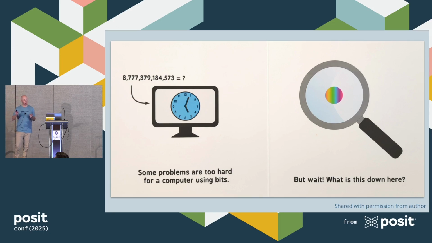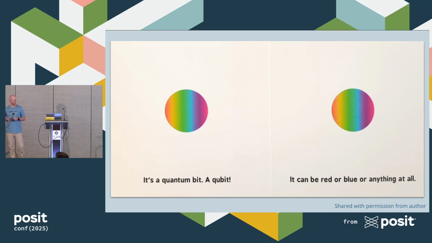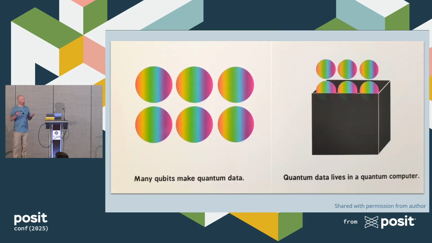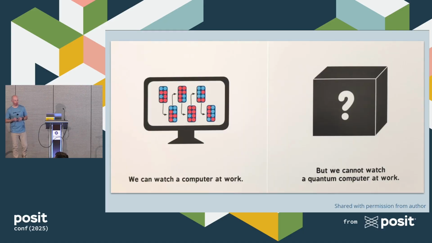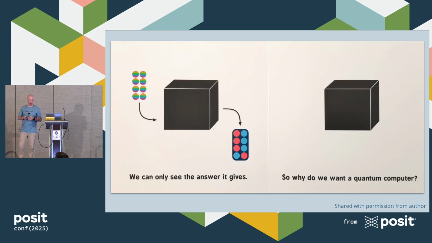But wait, what is this down here? It's a quantum bit, a qubit. It can be red or blue or anything at all. Many qubits makes quantum data. Quantum data lives in a quantum computer. Data cannot be copied, or data can be copied. Quantum data cannot be copied. And we can watch a computer at work, but we cannot watch a quantum computer at work. We can only see the answer it gives.